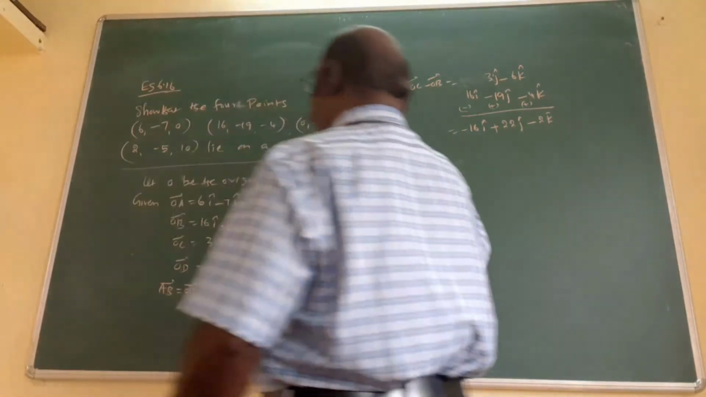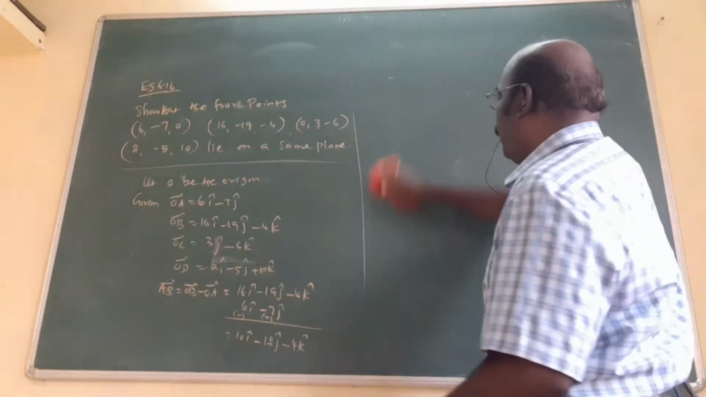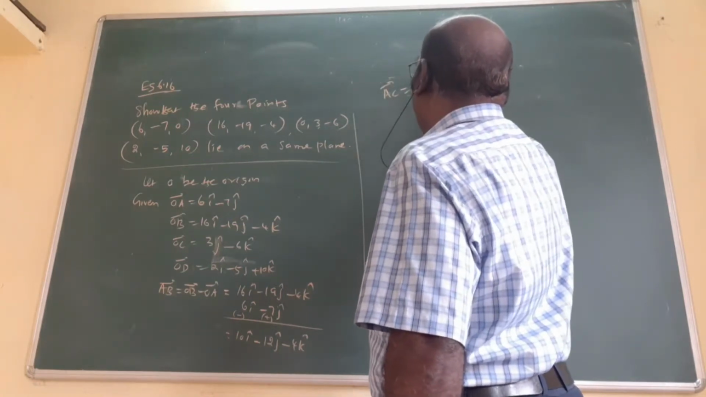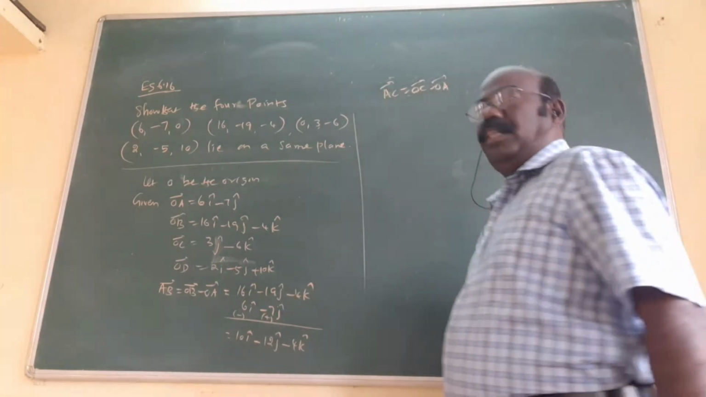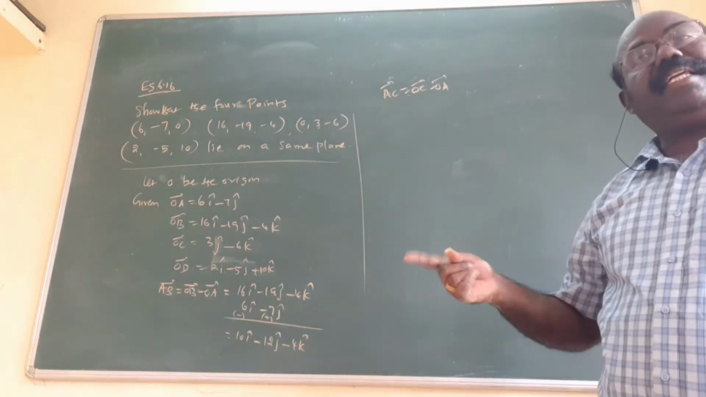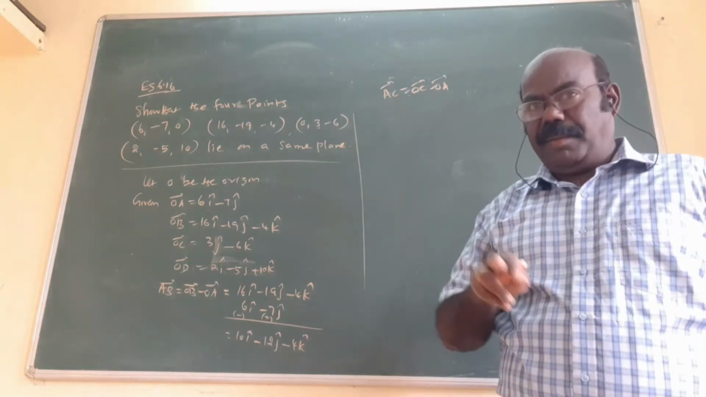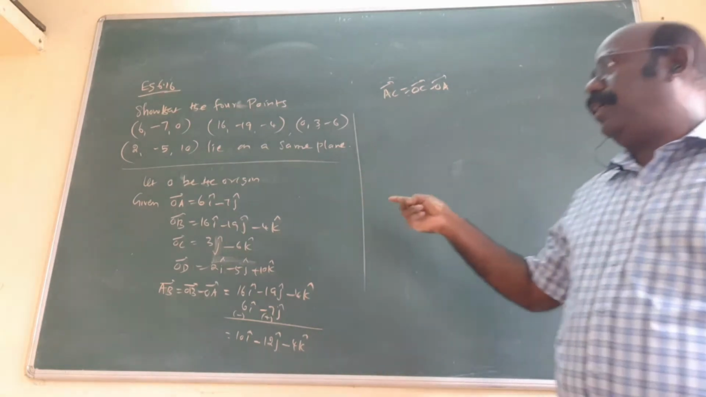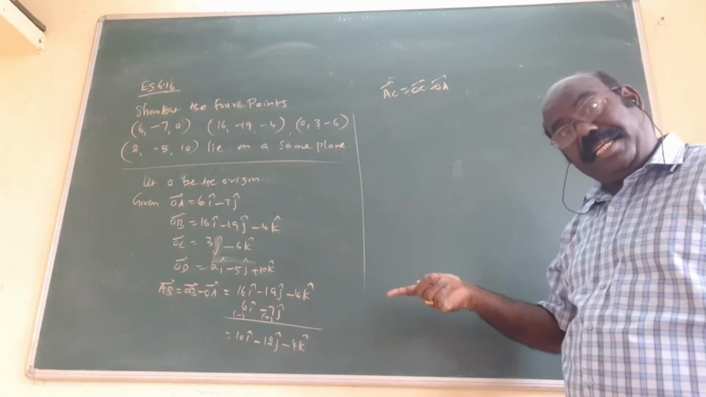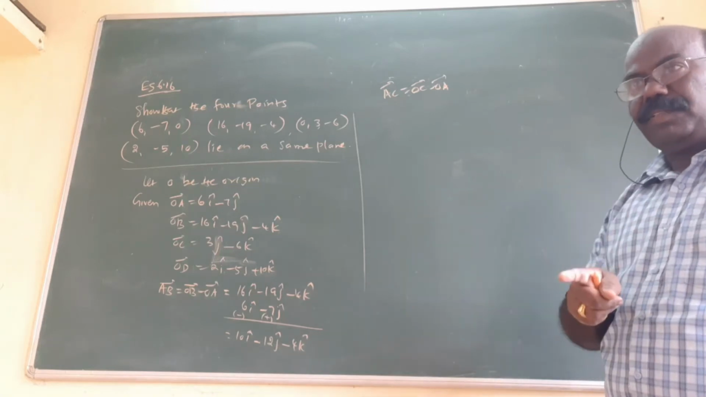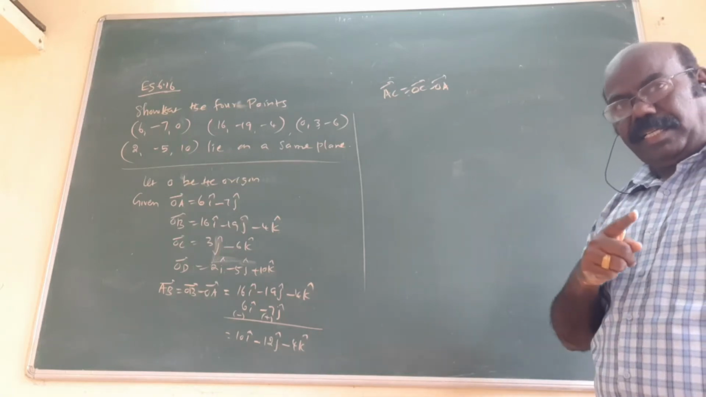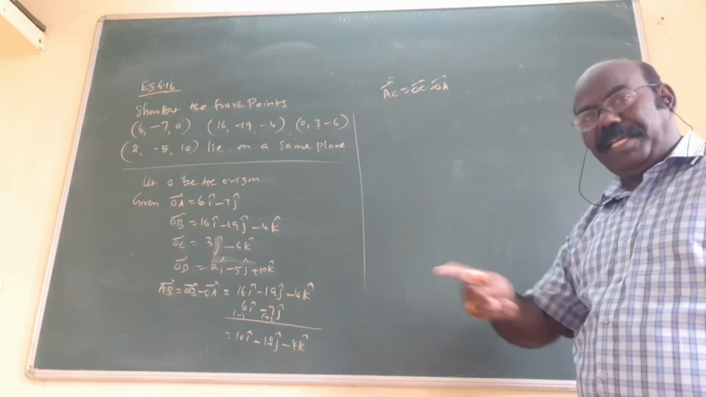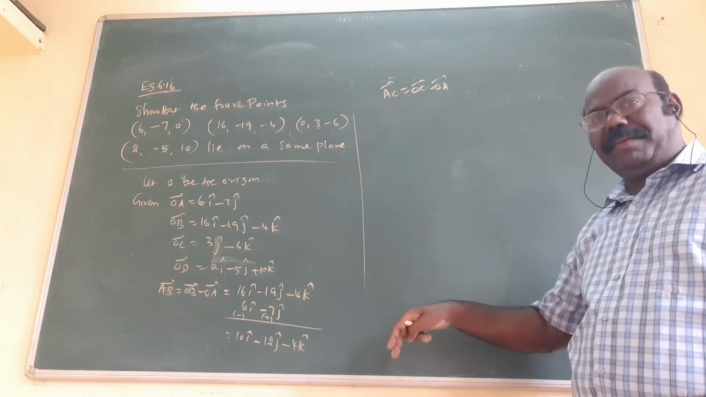Sorry, put this example. What I told you? Start with A, you will find A with C. That's important. You will find AB, AC, AD. Suppose you start with B, then BA, BC, BD. That is correct. But AB, BC, CD is wrong. Mind it. Start with A: AB vector, AC vector, AD vector. Start with B: BA vector, BC vector, BD vector. In this way you will find.